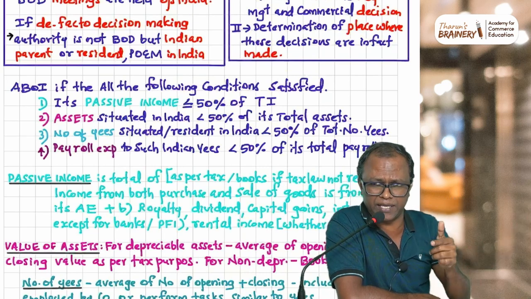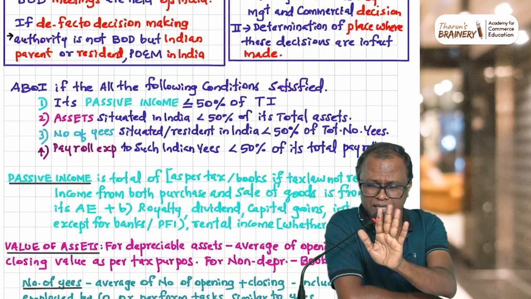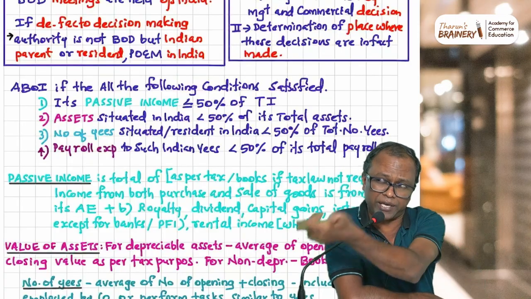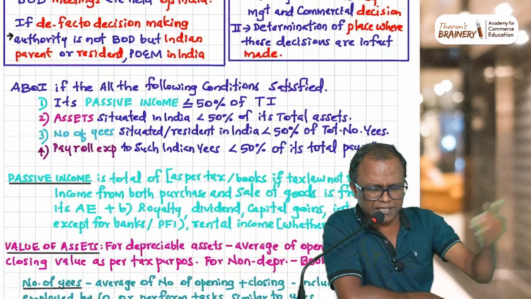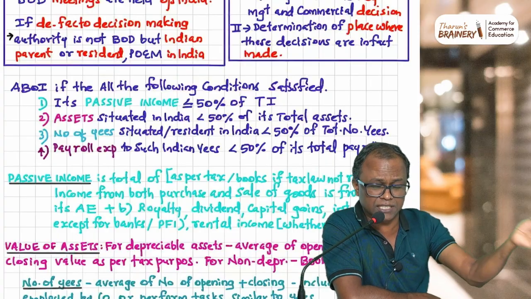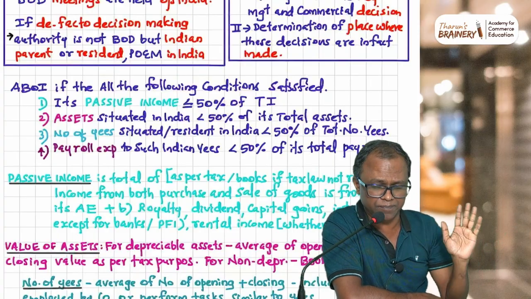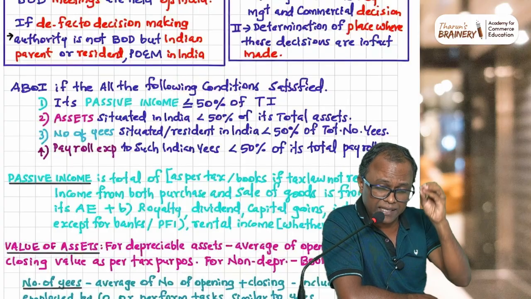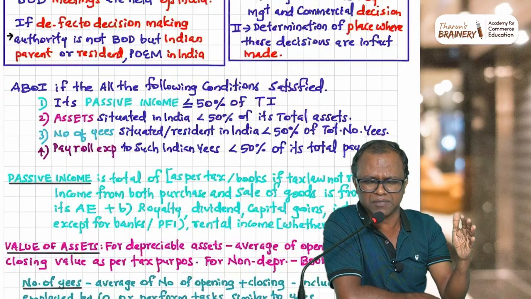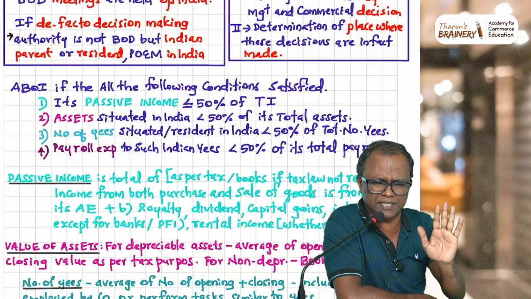If purchase from AE and sold to an unrelated party, not passive income for this purpose. Purchase from an unrelated party, sold to AE, not passive income. Purchase from AE, sold to an unrelated party, not passive income. So passive income is where both the purchase and sale are with AE. In real terms, it is actually an active income, because buying and selling of goods is active income. But for this purpose, it is classified as passive income.